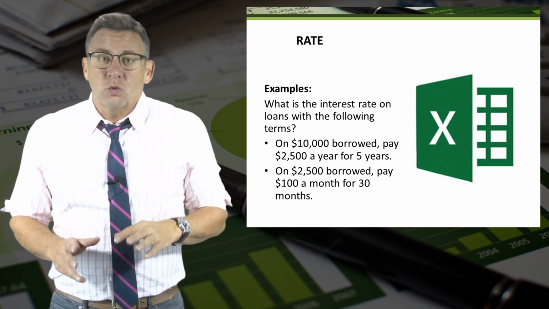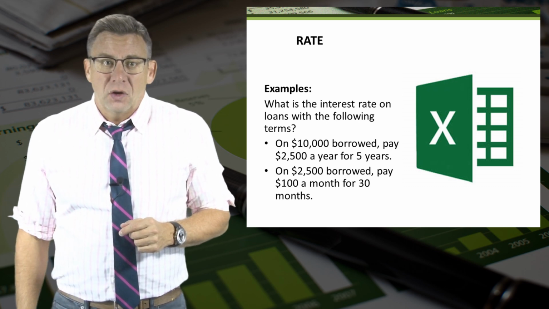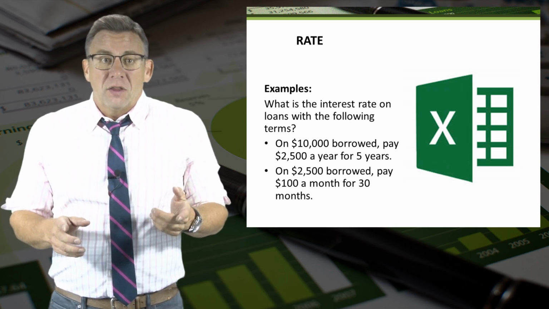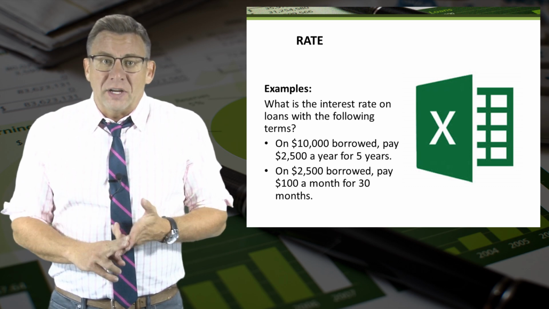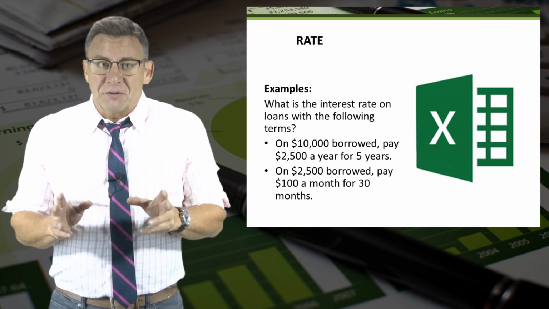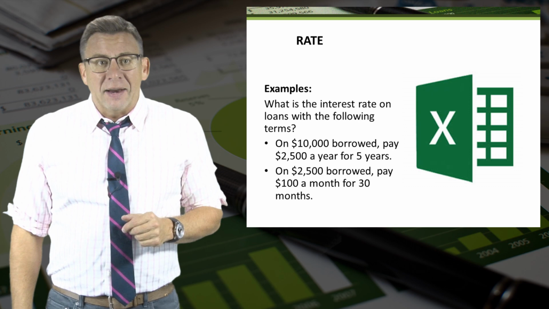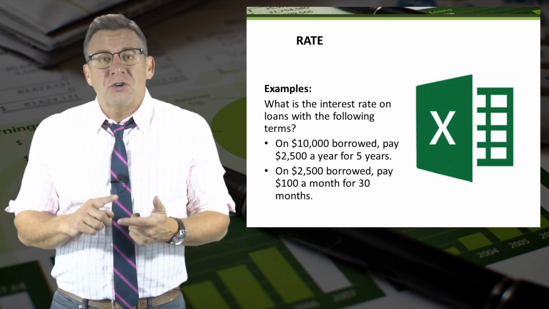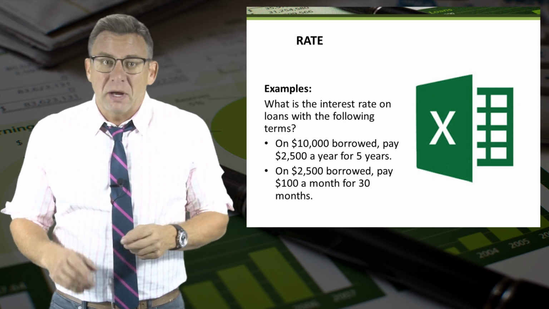Let's look at two scenarios where we'll calculate an interest rate. What is the interest rate on loans with the following terms? The first one is $10,000 borrowed, pay $2,500 a year for 5 years. And the second one is $2,500 borrowed, pay $100 a month for 30 months.